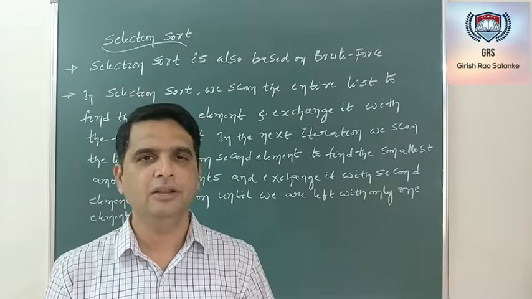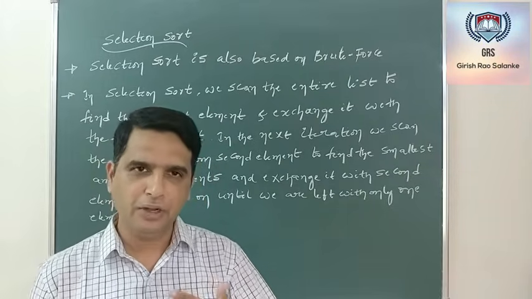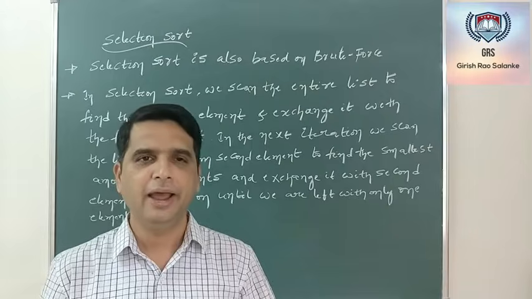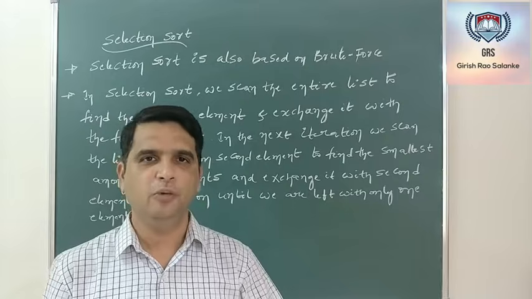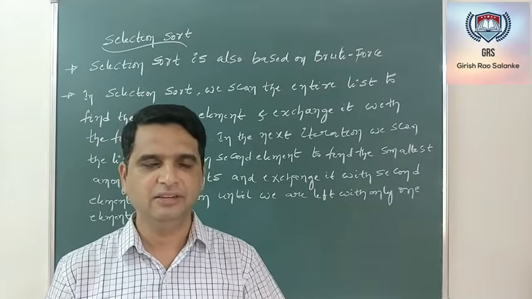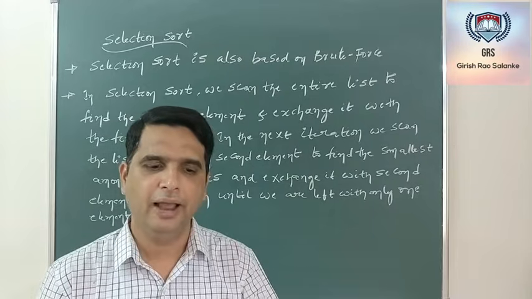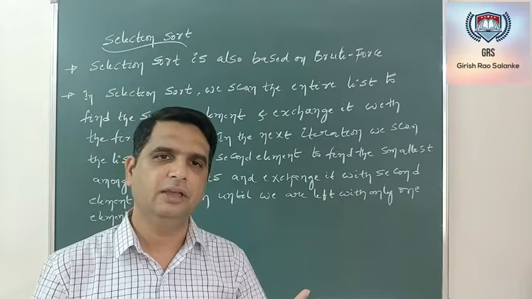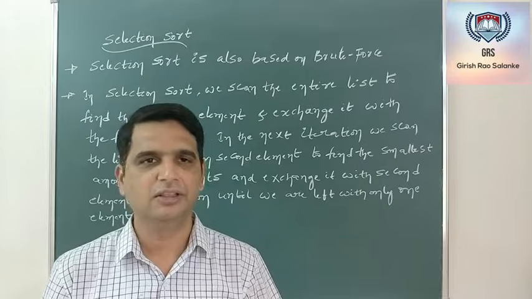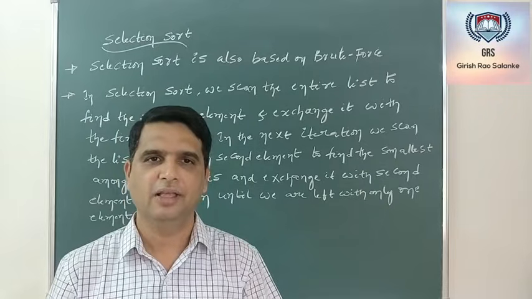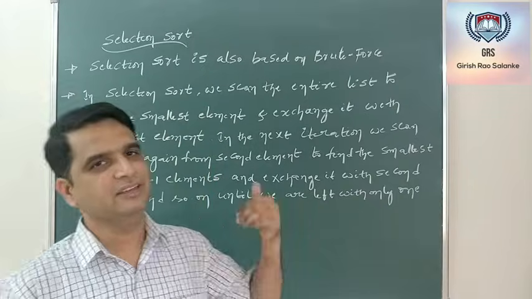In the second iteration, starting from the second element until the last element, we find the smallest element once again and we exchange it with the second element. In each iteration, we do the same procedure. In the ith iteration, we find the smallest element and exchange it with the ith element in the given list. This is how the selection sort algorithm works. As we select the smallest element in each iteration, it is named selection sort.